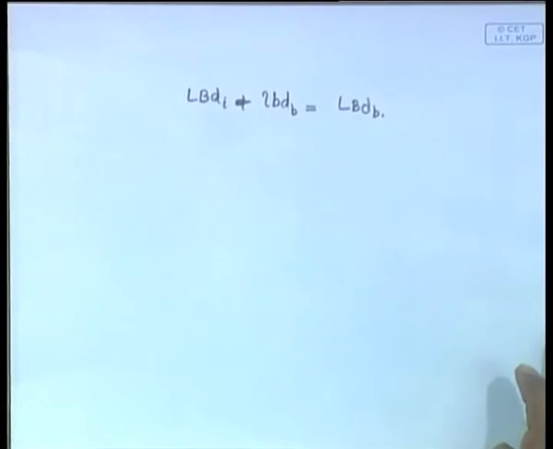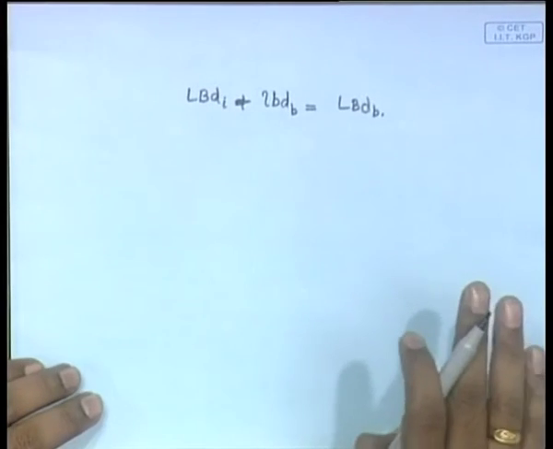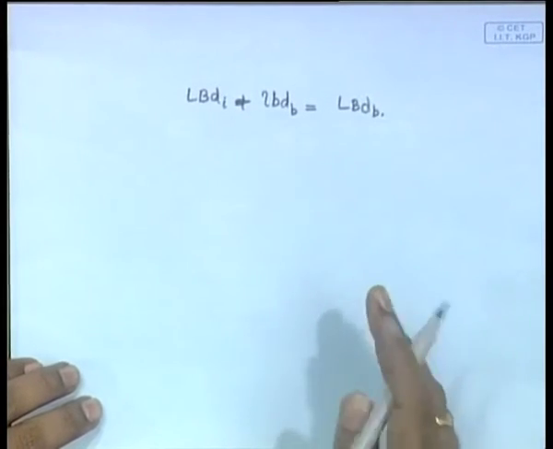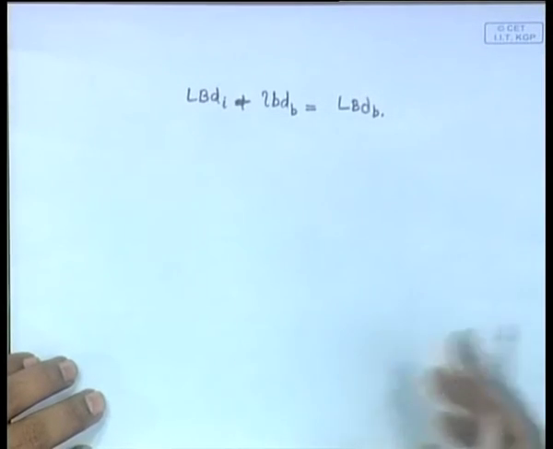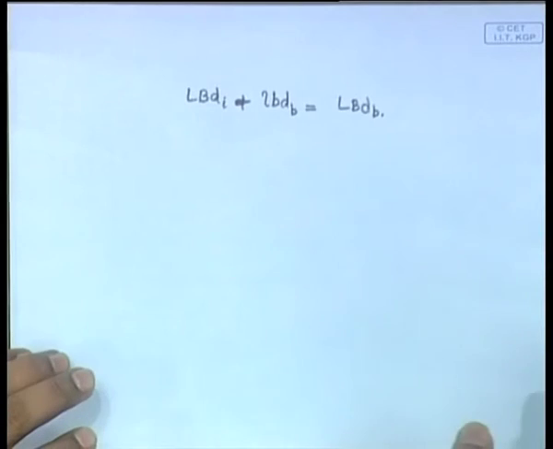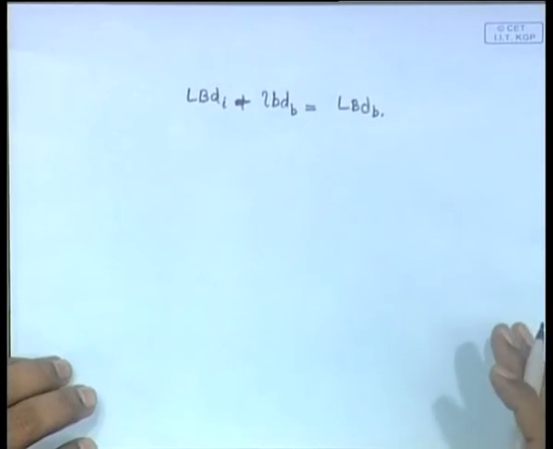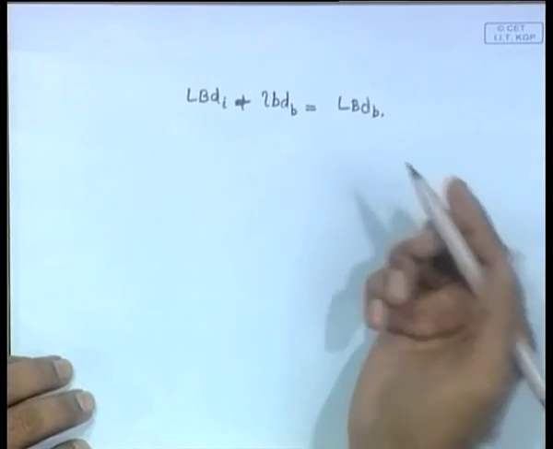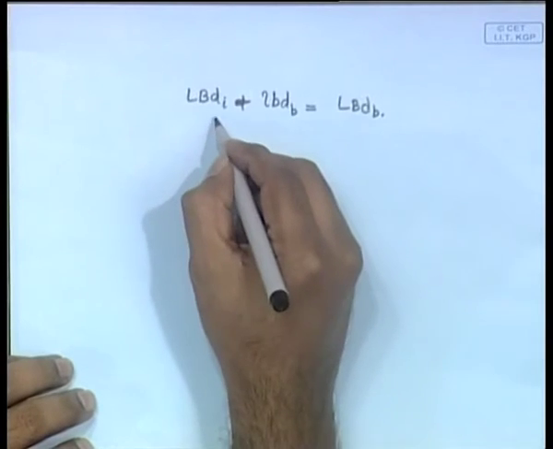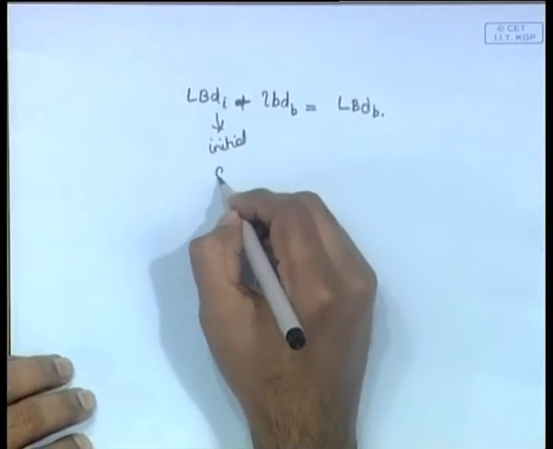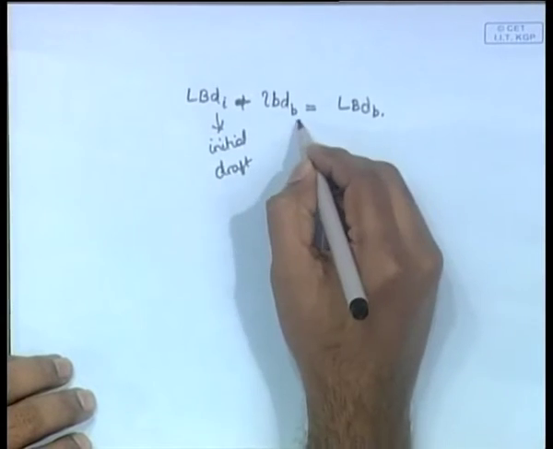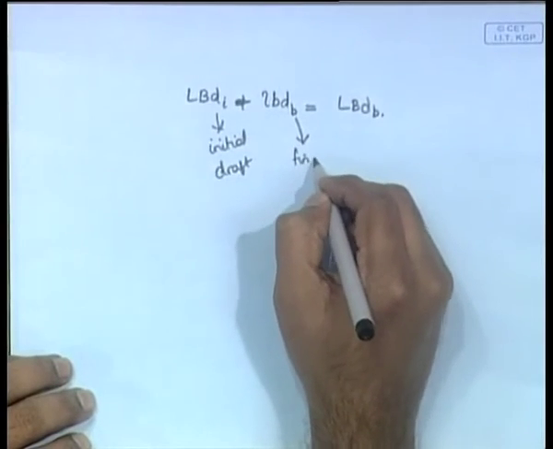See, we can write a formula like this. For instance, L B di, some notations are different. Last time we used something else because of the difference in books. The other book uses T for draft, this uses small d for draft, both are draft. di represents the initial draft, and db represents the final draft, that is all.